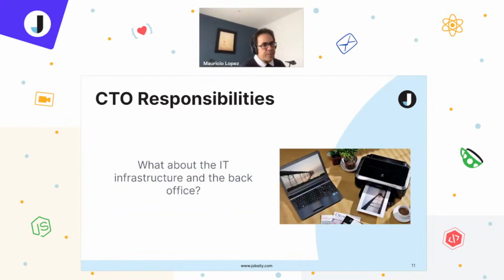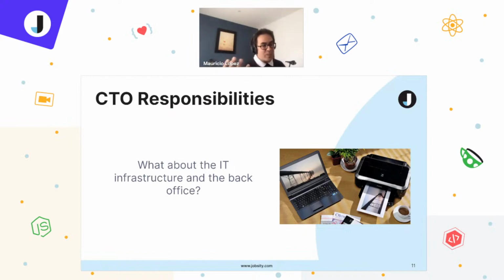One last thing about responsibilities, and this is very funny. What about the IT infrastructure at the back office? I just put there a laptop, printer, cables, the back office. Usually a CTO is not in charge of that. Basically, there are other roles in big organizations that can take those tasks.